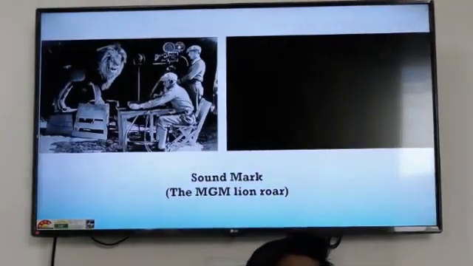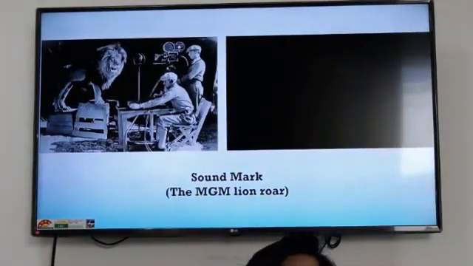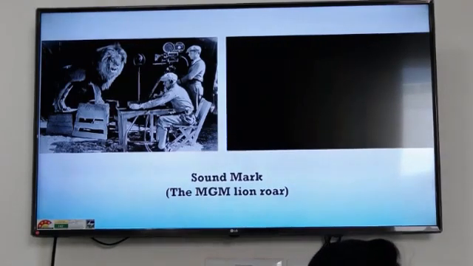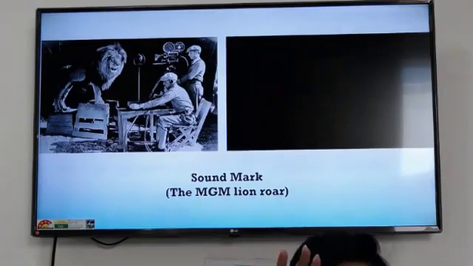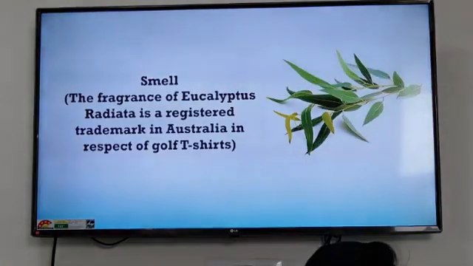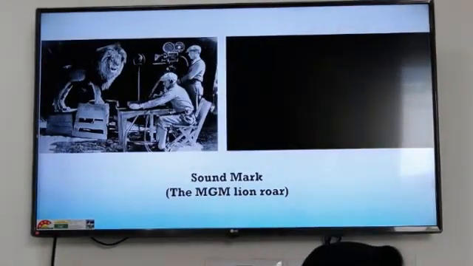Let's look at my favorite example of a sound trademark. I'm sure you watch films, and I'm sure you've watched a film by MGM, and you know how with MGM motion pictures, the moment the film begins, and I don't know if I can play this. Do we have a means to play the sound file? No, we don't. That's unfortunate, but we do have a sound file here.